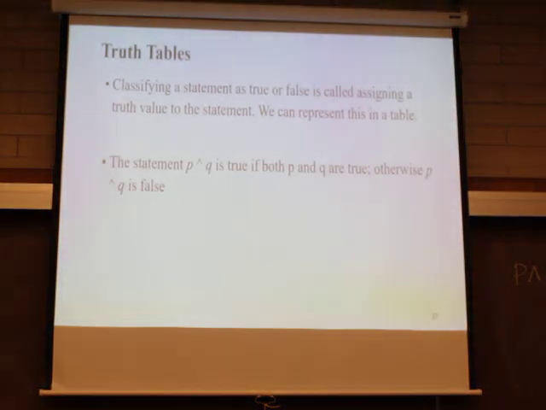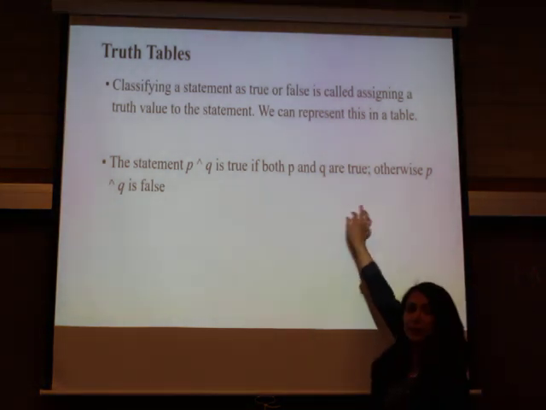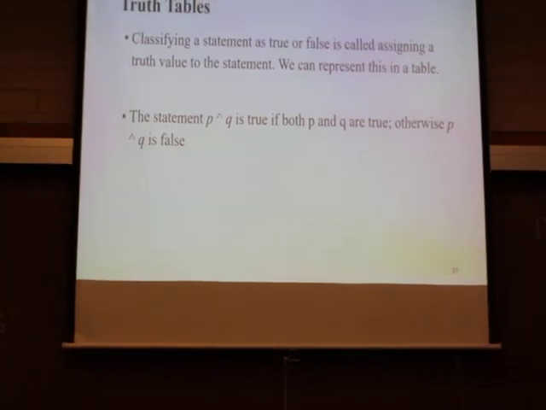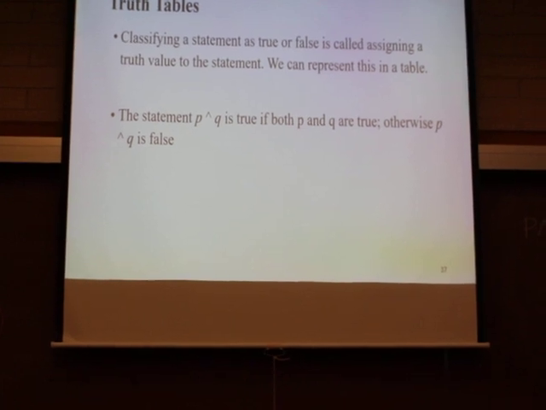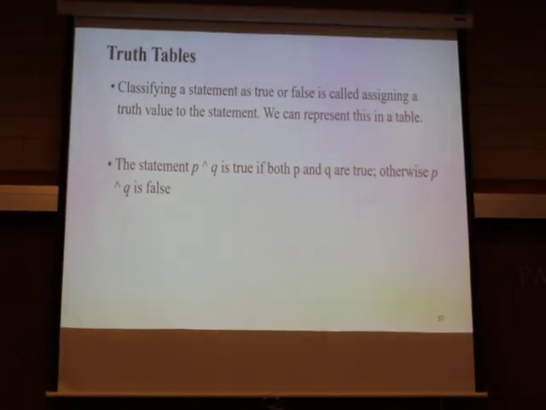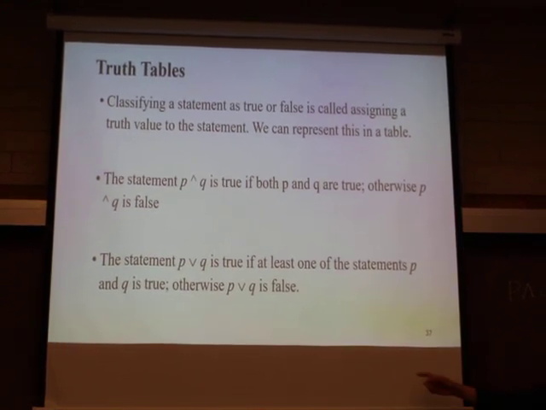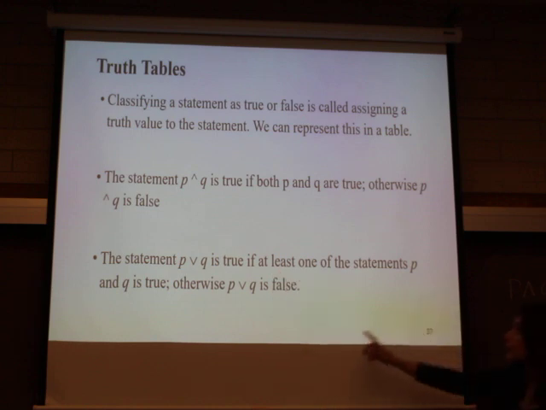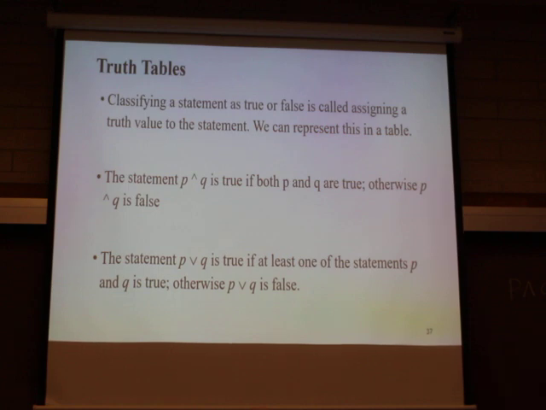For example, we have P and Q. I'm going to go back to the important statement that we have. The statement P and Q is true if both P and Q are true, otherwise P and Q is false. I can clarify the meaning of this statement using a truth table. For the disjunction, we said that the statement P or Q is true if at least one of the statements P and Q is true, otherwise P or Q is false. I can show that in a table. We call that a truth table.